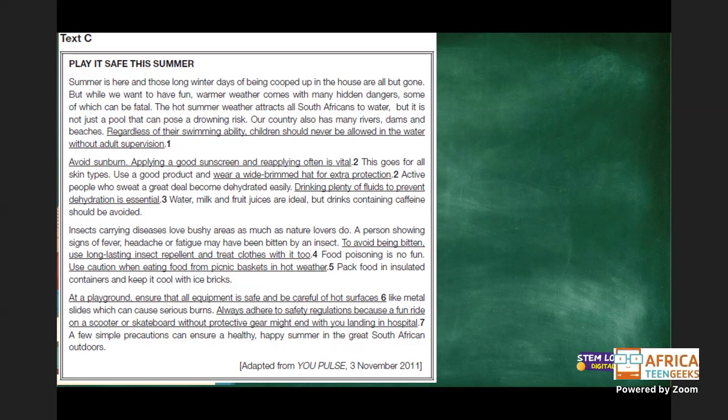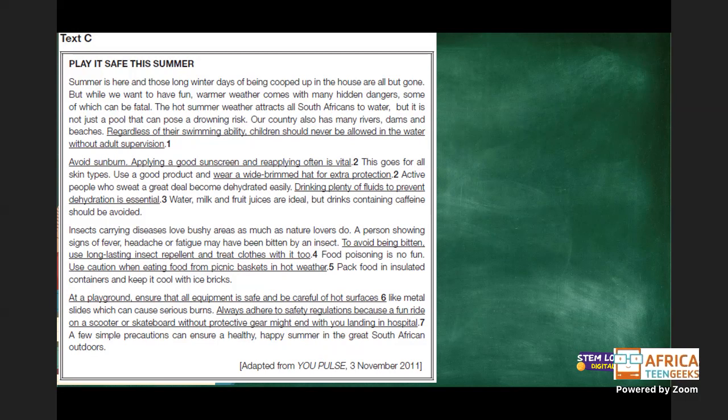This goes for all skin types. Use a good product and wear a wide brimmed hat for extra protection. That's another point. Active people who sweat a great deal become dehydrated easily. Drinking plenty of fluids to prevent dehydration is essential. That's number 3. So water, milk, and fruit juices are ideal, but drinks containing caffeine should be avoided.